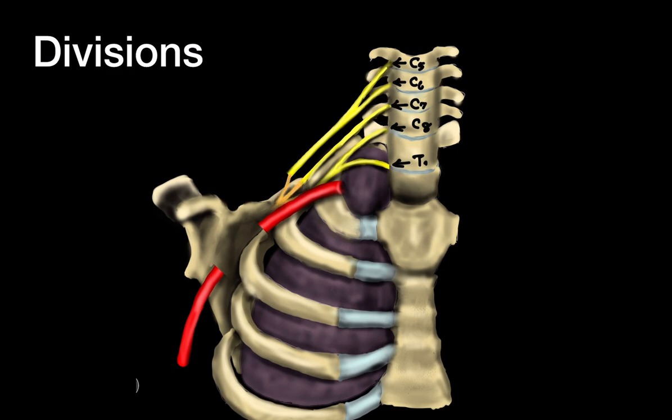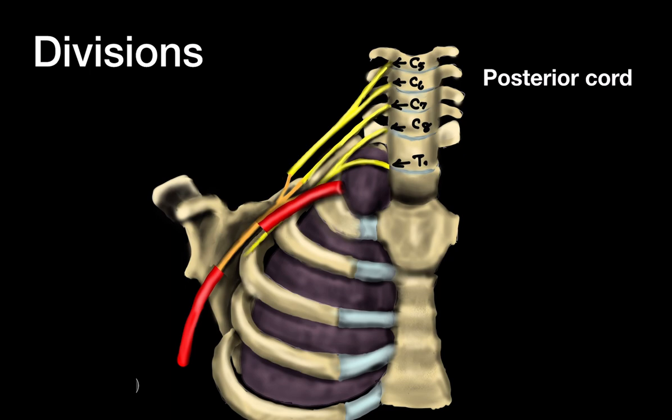The posterior divisions of the three trunks will unite to form the cords. That is the next step in the formation of the brachial plexus, formation of cords. You can see the posterior cord formed from the posterior divisions of upper, middle and lower trunks. You can see the posterior cord is at first lateral to the first part of the axillary artery, whereas it then becomes posterior to the second part of the axillary artery.